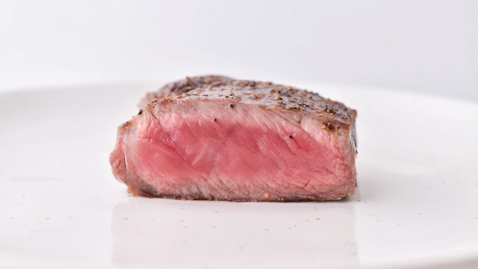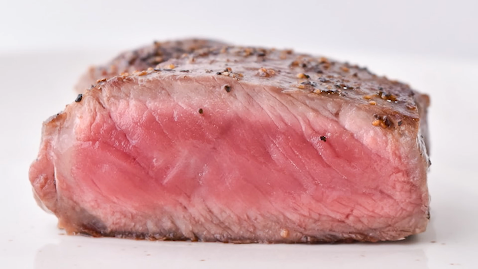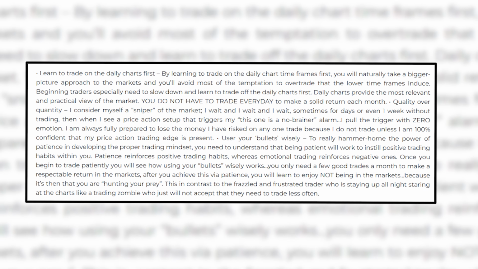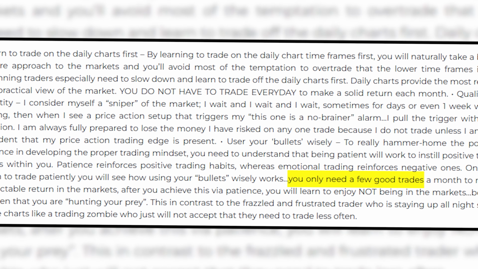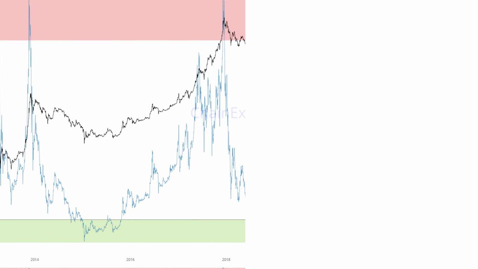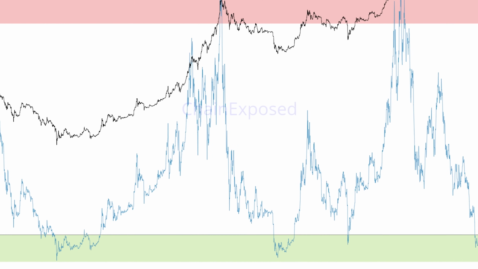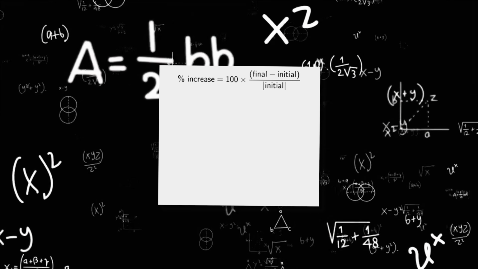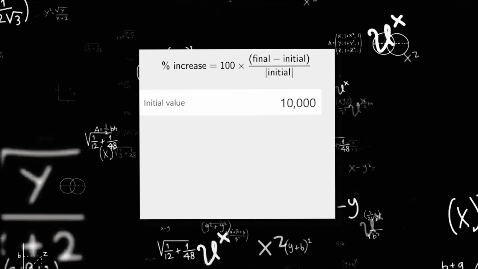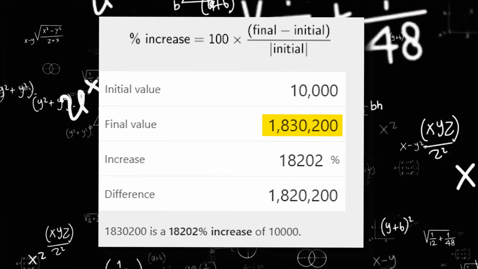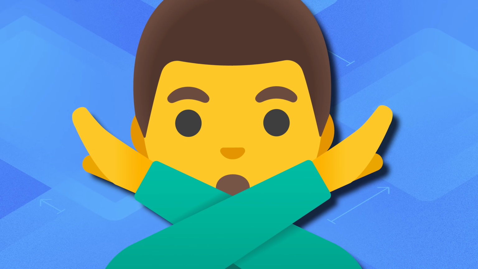Now, don't get me wrong. All of this is going to happen very, very rarely, maybe once or twice every 2 years. But just as Warren Buffett said, you only need a few good trades during your lifetime to become a millionaire. So I wanted to test it. So again, if you followed this exact strategy over the past 10 years with Bitcoin, you would have made 18,202%, which means if you started with just $10,000, you would have made 1.8 million. Let that sink in. And that's without any margin or anything.